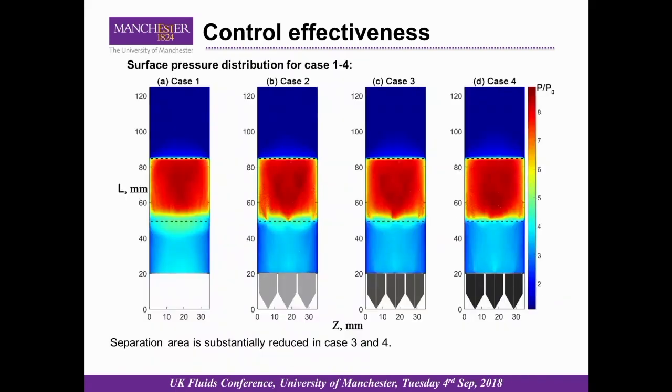And this is the surface pressure distribution for case 1 to 4. As I mentioned before, the separation area should be somewhere indicated by the light green area around the corner. From case 1 to case 4, without control, the separation area should be something like that. And in case 2 with small strips, the separation area is corrugated. And in case 3 and 4, the size of it is reduced substantially, especially in case 4.